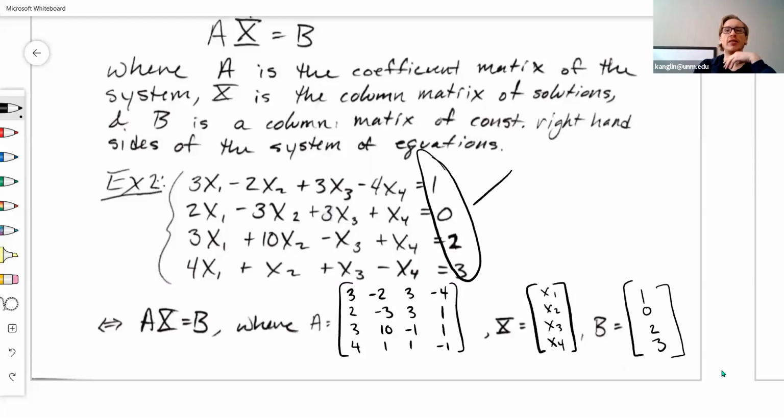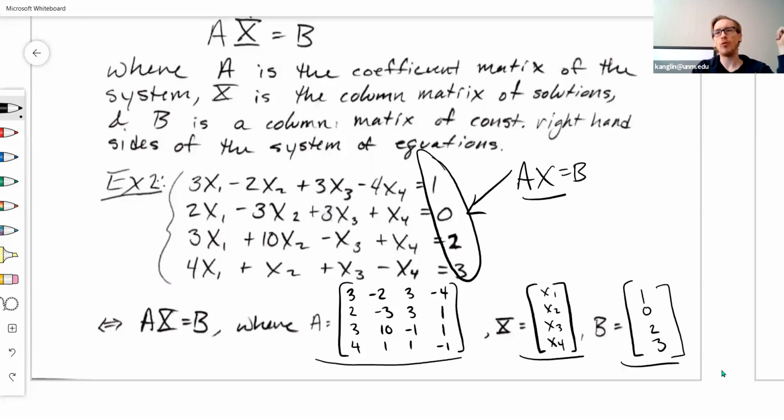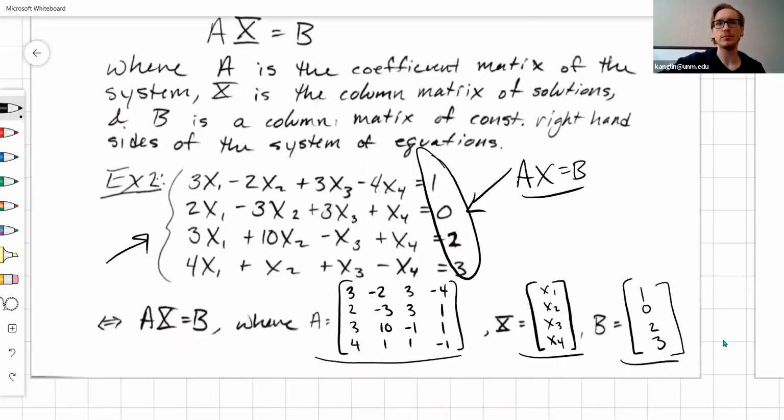So instead of writing all this mess out, so long as we identify what A, X, and B equal, we can absorb all this information simply as A times X equals B. Much simpler. Right? 4 symbols versus how many symbols am I using here? A ton. It's a much more compact way to write the exact same system.